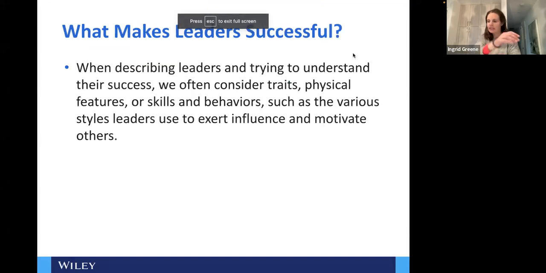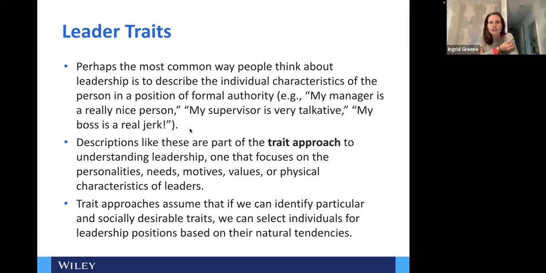So what makes leaders successful? We try to understand their success. Consider traits, physical features, skills and behaviors. We've spoken about that a lot already in this course. And then the different styles for influencing and motivating others. When we go to the next slide, we start to look at some of these traits.